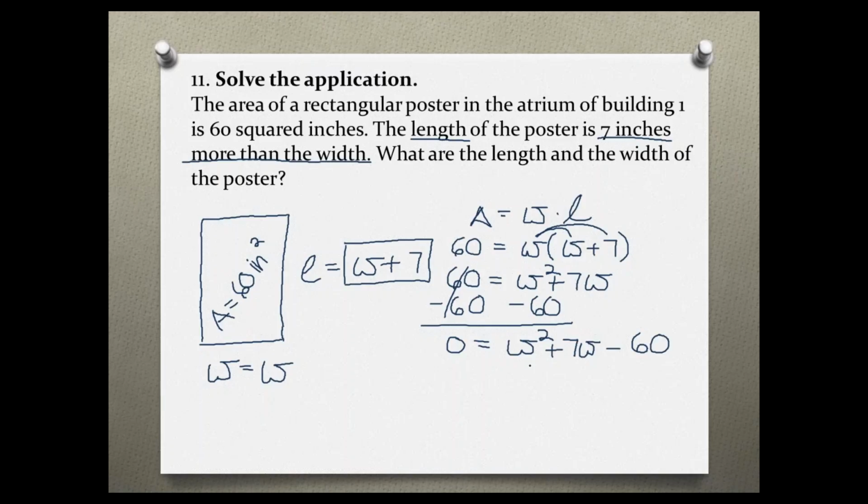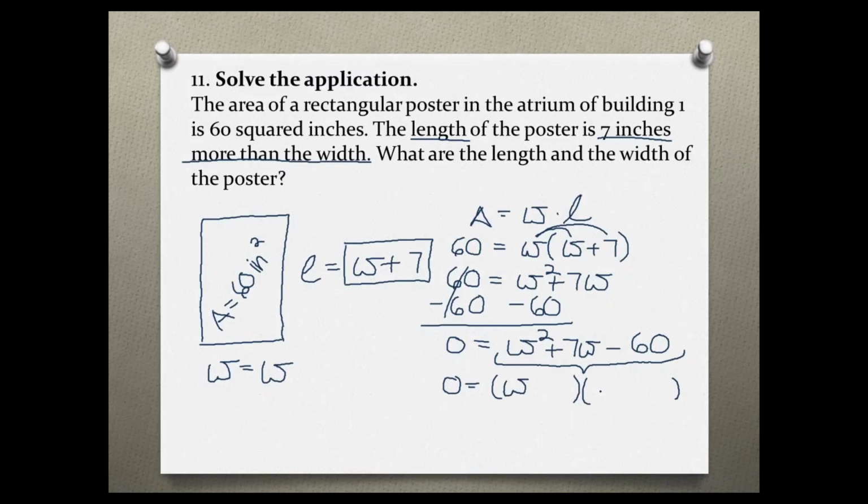They are not like terms, so I cannot combine them. I'm just writing them in descending order: the W squared, the W, and then no W. So right here now I've got my factoring problem. This is a trinomial with a coefficient of 1. So I can use what I call the Colombian method, which means I'm writing my empty sets of parentheses.